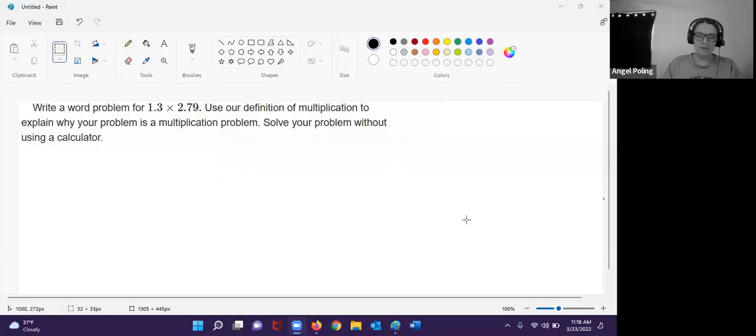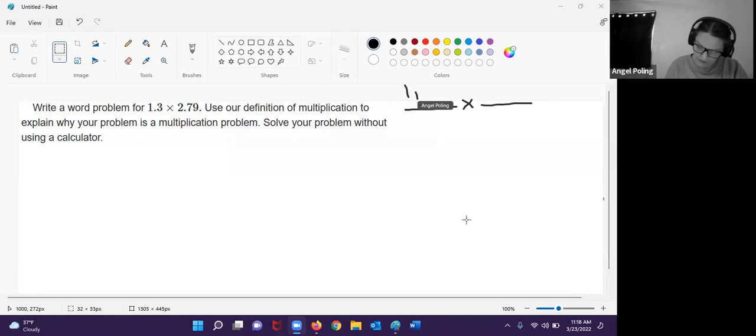Write a word problem for 1.3 times 2.79. Use our definition of multiplication to explain why your problem is a multiplication problem. Solve your problem without using a calculator. Okay, so we're going to start with the form of the definition.